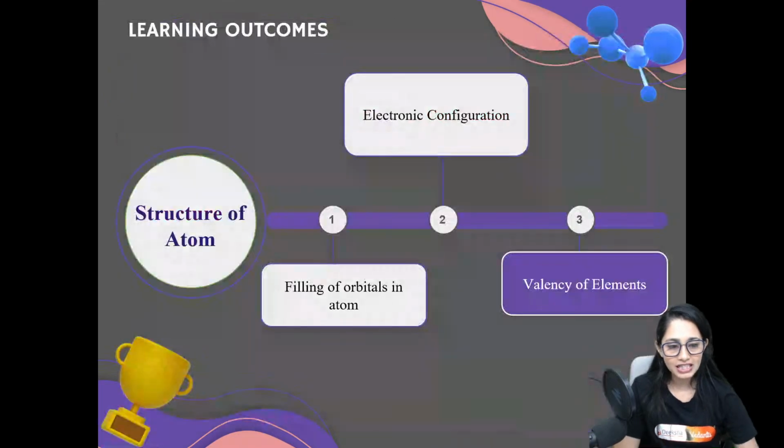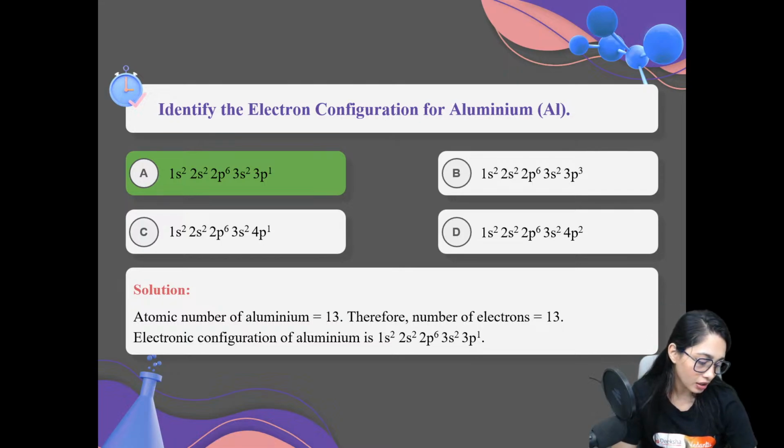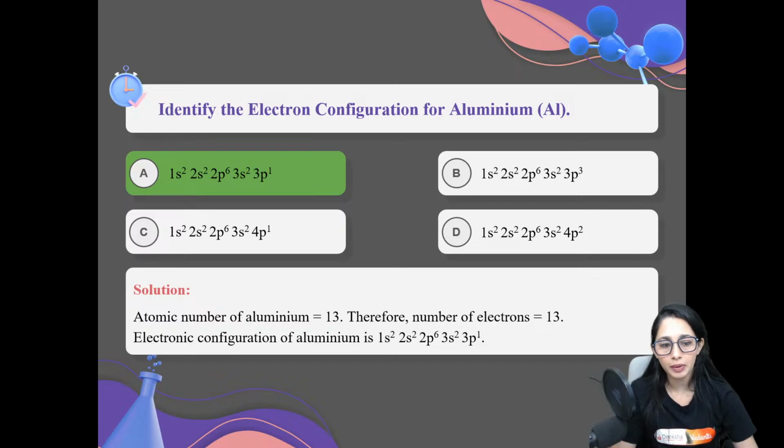For the homework question, it is C. You already gave the answer. It is option A. The atomic number of aluminium is 13. Good try, Vignesh, but it is option A, not option C. It is 1s2, 2s2, 2p6, 3s2, 3p1. Only after 3p1 we'll have 4p. Follow that zigzag pattern there.